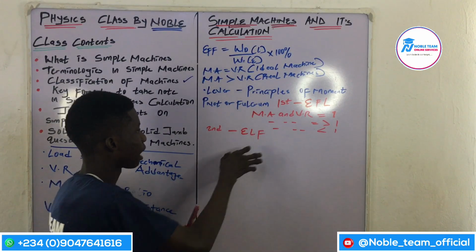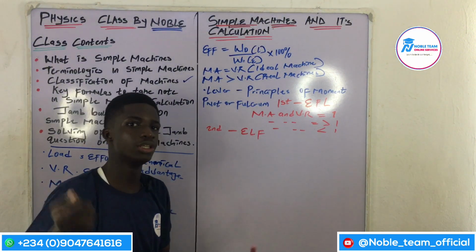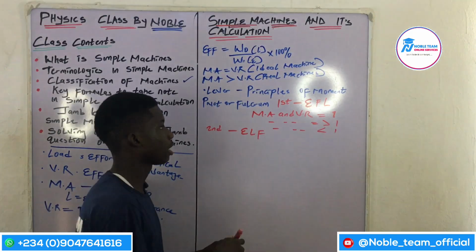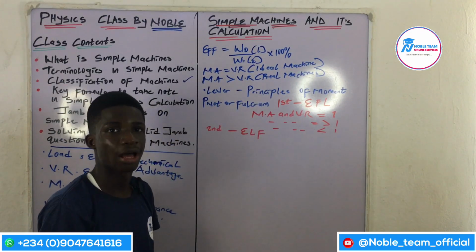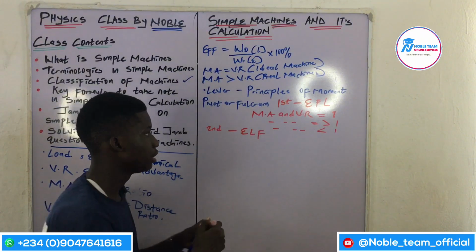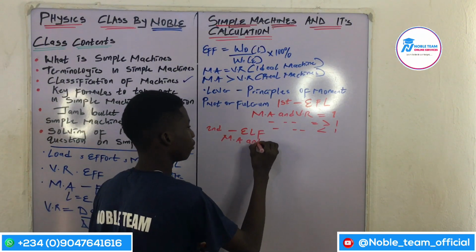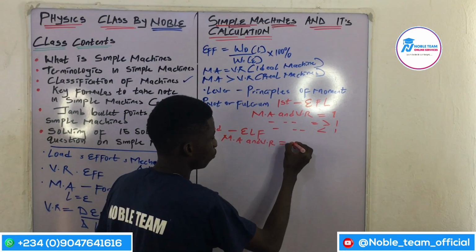So now, once we talk about this second class lever, we have an example, which is the wheelbarrow. Yes, wheelbarrow is an example of second class lever. So now, in this second class lever, mechanical advantage and VR are greater than 1. Yes, I will explain.